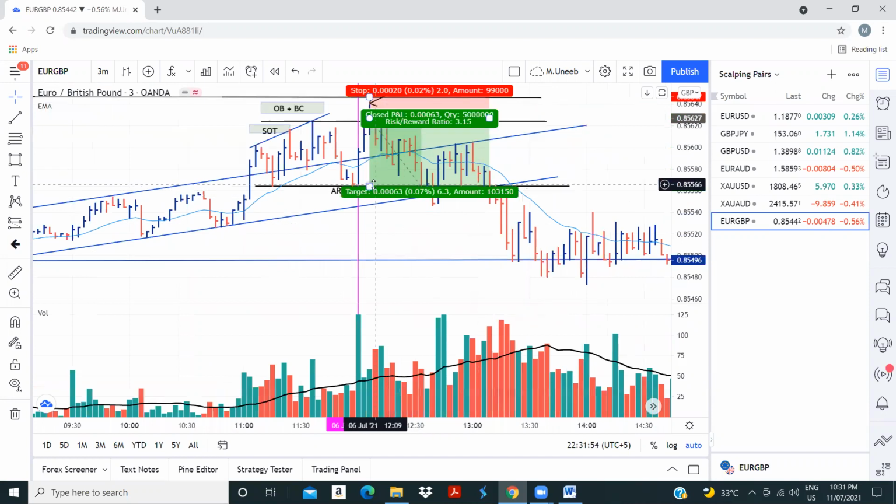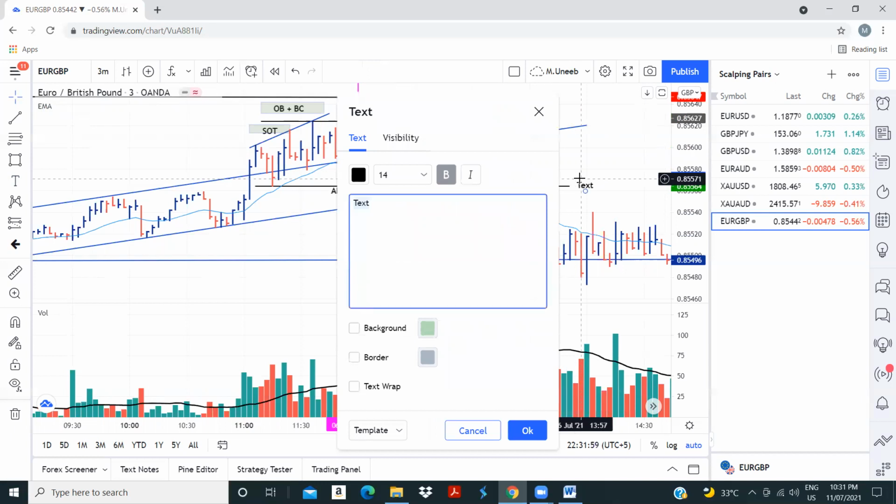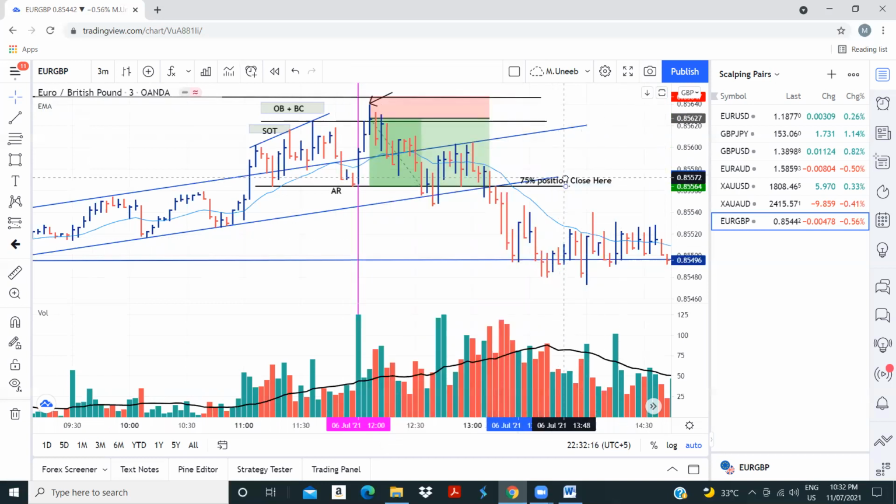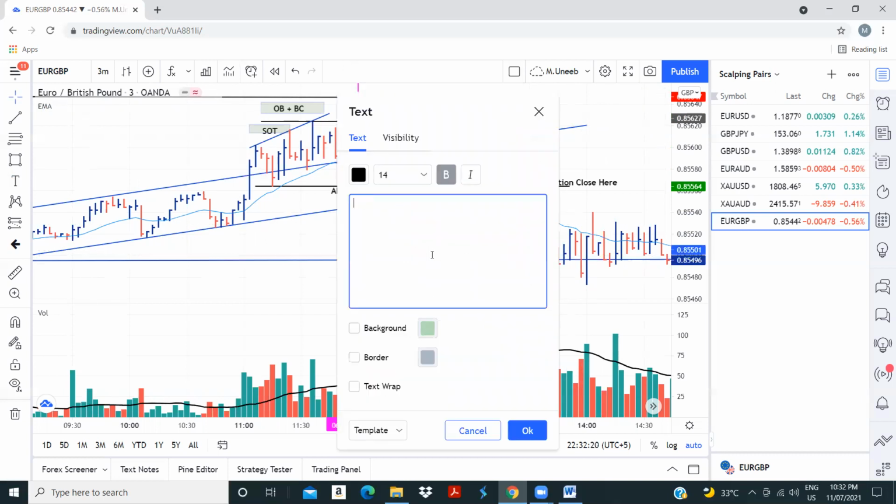Do you understand? So you can close 75% right over here. If you want, you can close the full position as well, but it's all up to you. 75% here, and then the rest, 25%, position close here.